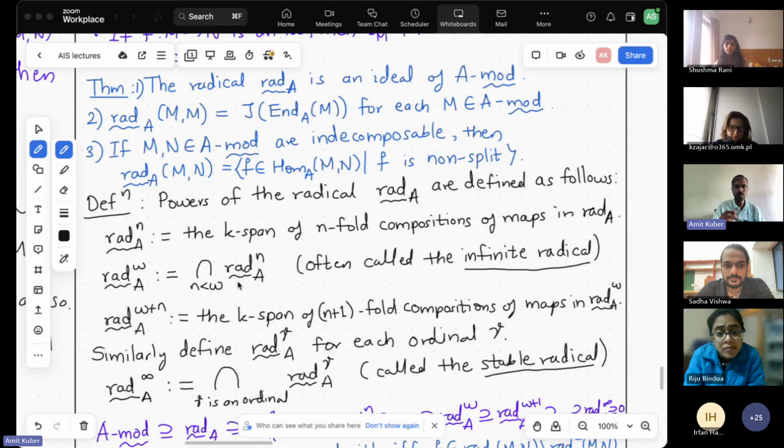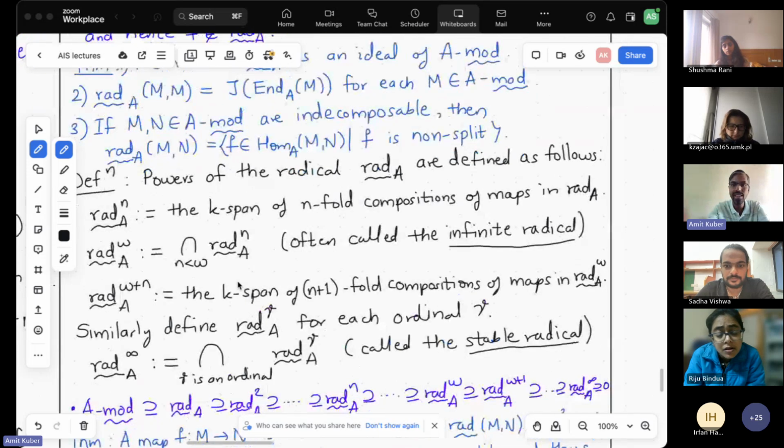Right, so here the most important thing that you can do with the radical is take its powers, because we want to see how factorable a morphism is. In fact, every morphism is only factorable up to a certain extent. Beyond that extent, it can't be factored. So I will say something about this now. First of all, how do we define powers of an ideal? Just like in algebra, you can define the ideal square.